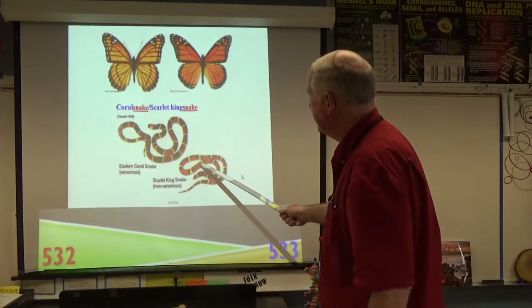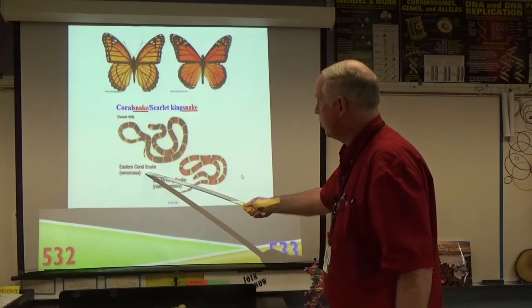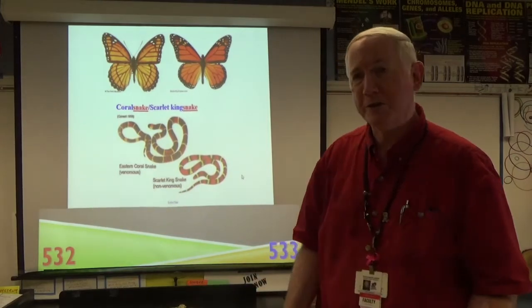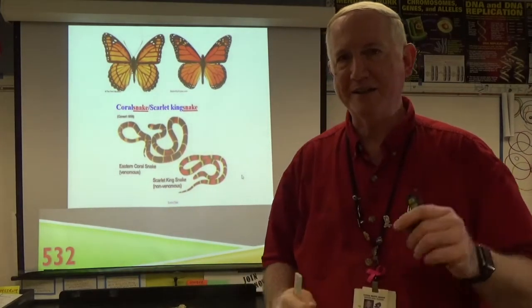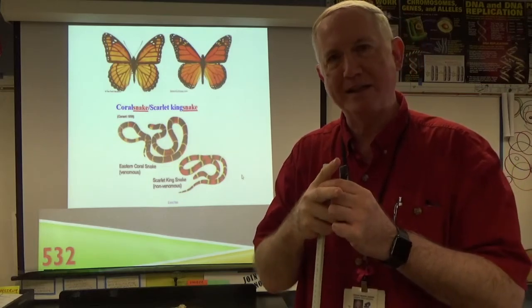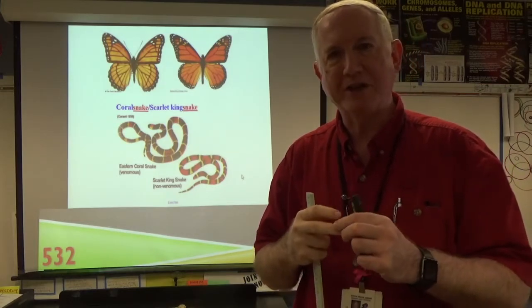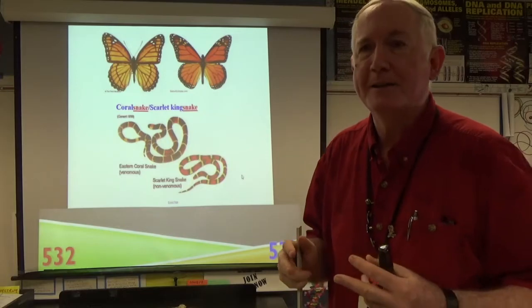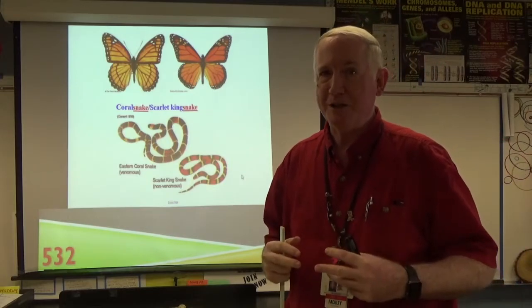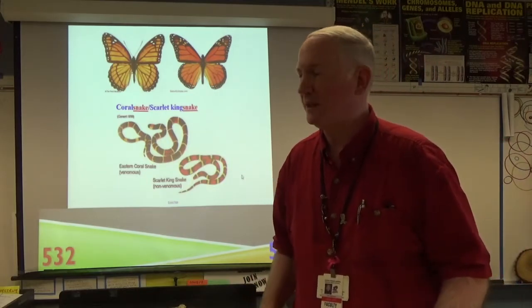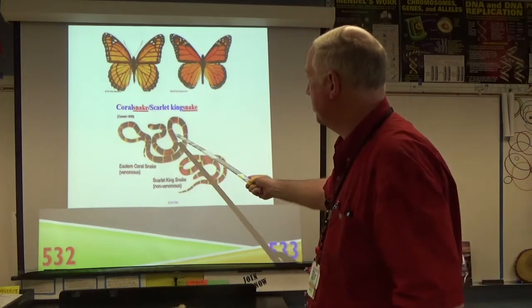Two snakes that live in Florida. The eastern coral snake, this one has a neurotoxin. Now, it has small fangs, so it has to kind of get between your fingers to actually give you a very dangerous bite. But if it gets that venom in you, you have a very short time to live. Its venom is similar to that of a cobra.